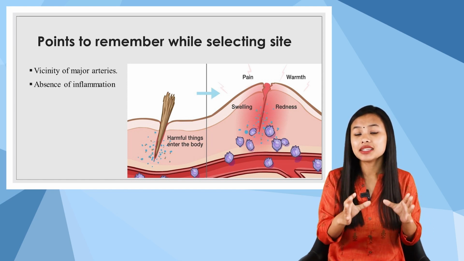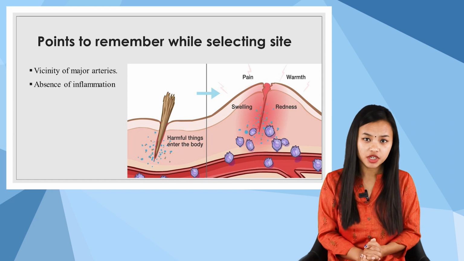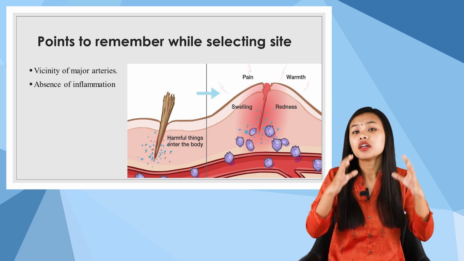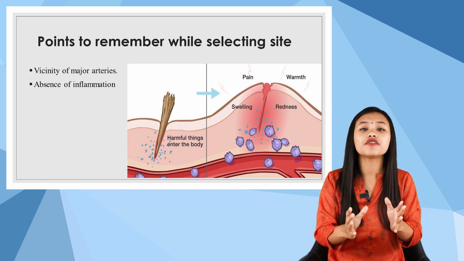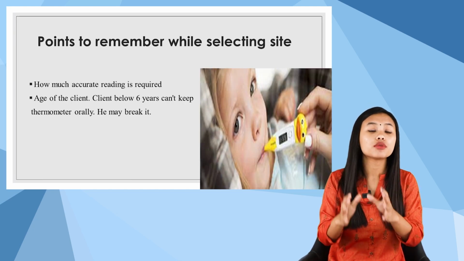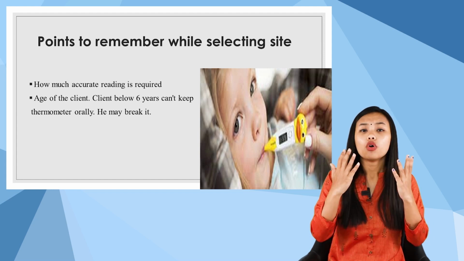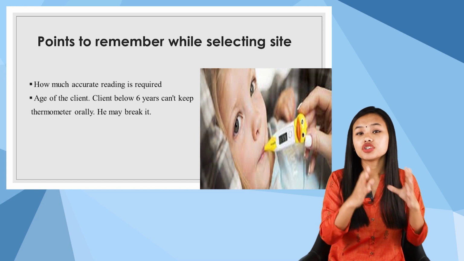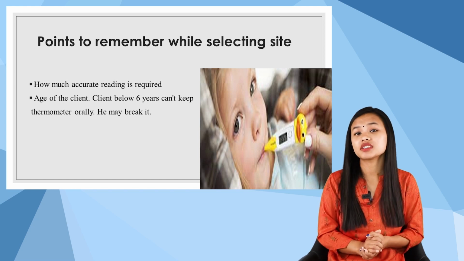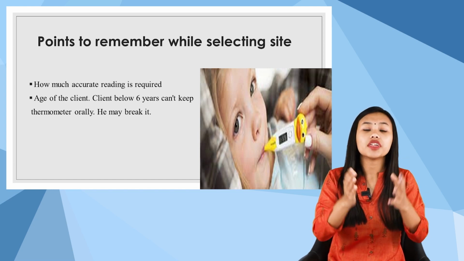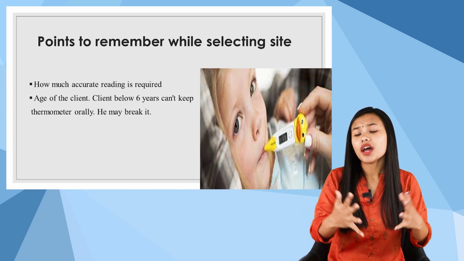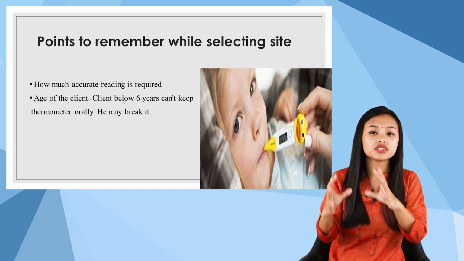The second point is that before you select the site for assessing body temperature, you should make sure that there is an absence of inflammation. Why? Because if there is inflammation, that area will be warmer than the other body parts, and this can give you an inaccurate reading. As a nurse, you should also know the accuracy of reading required by each client, because it also depends on the condition of the client. For example, if the client is admitted into the hospital so that a certain surgery can be conducted, then it becomes very essential that accurate temperature monitoring is done, rather than for a client who is admitted with a condition such as scurvy.